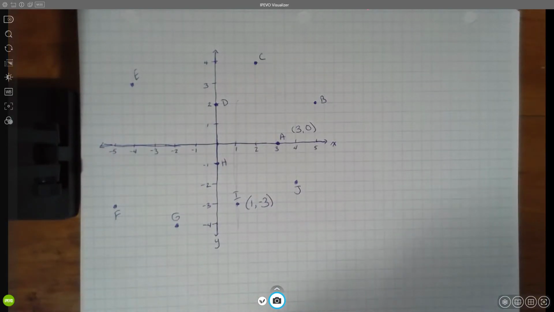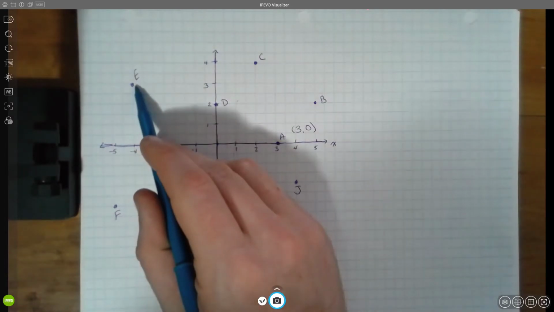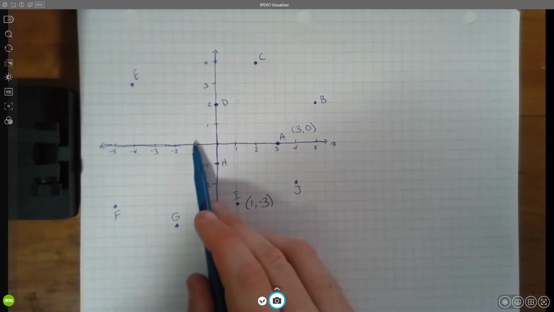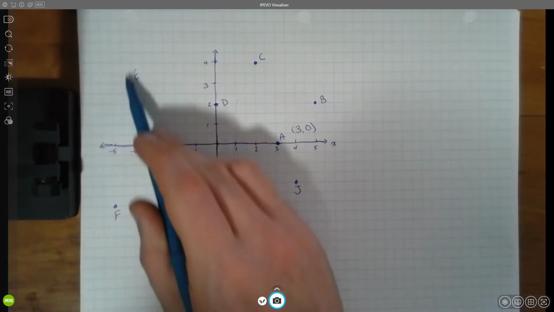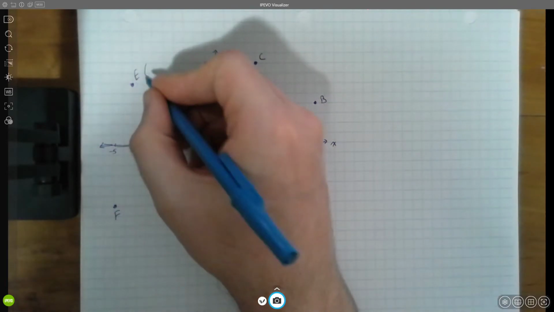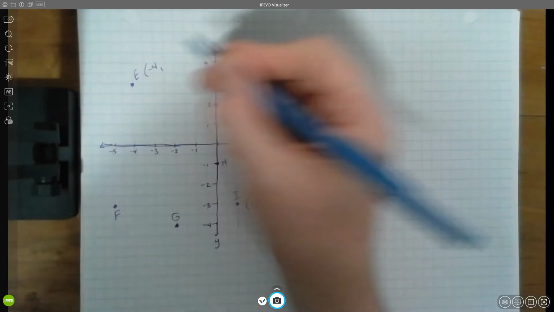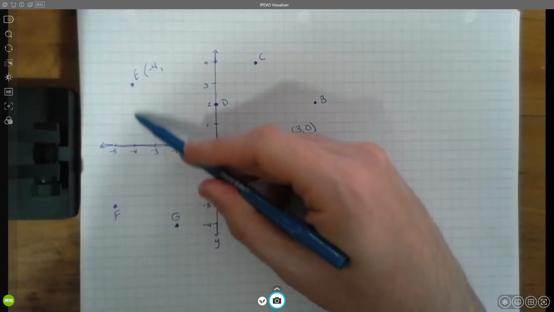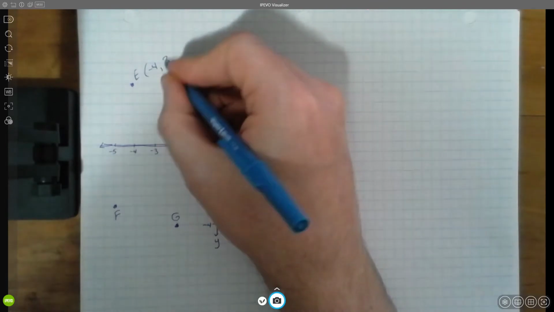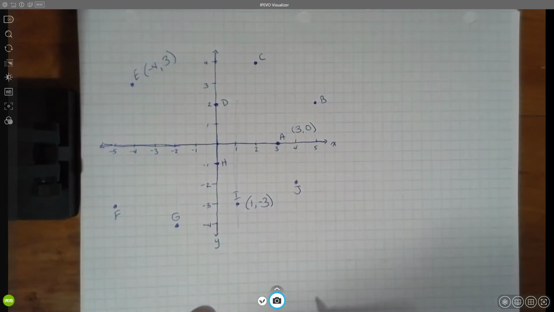For our next point, we're asked to find the coordinates of point E. Point E is all the way out here. We start with our x, going 1, 2, 3, 4 over on the x. It's to the left now, so we know that's a -4. And then going 1, 2, 3 spots up, we get -4, 3 for the coordinates for point E.